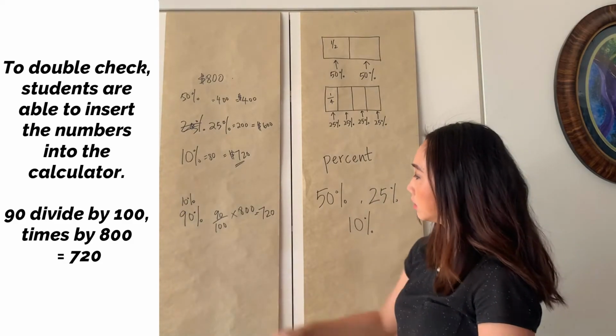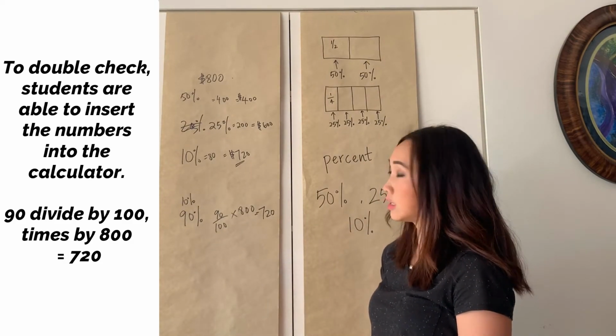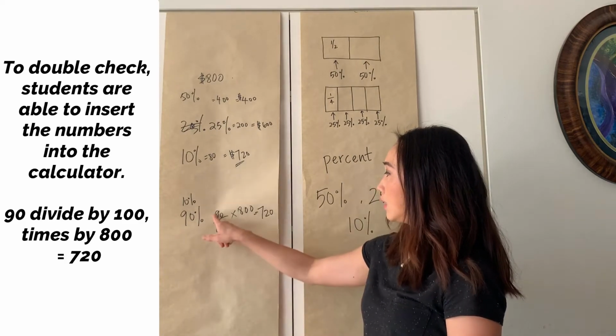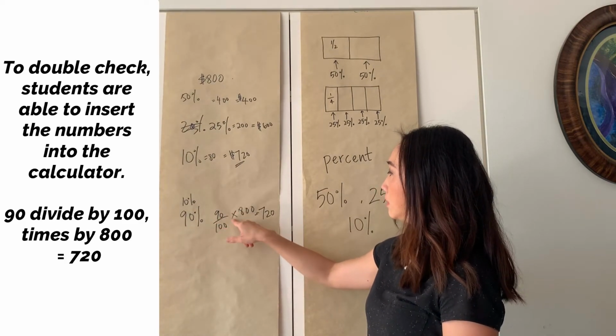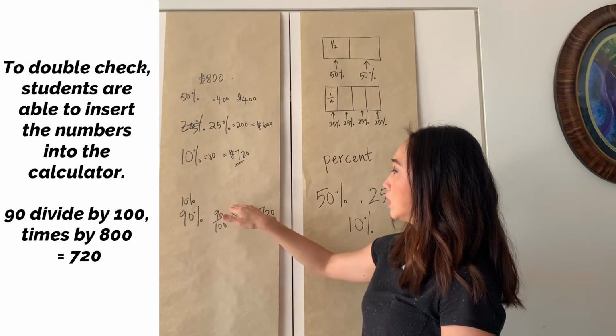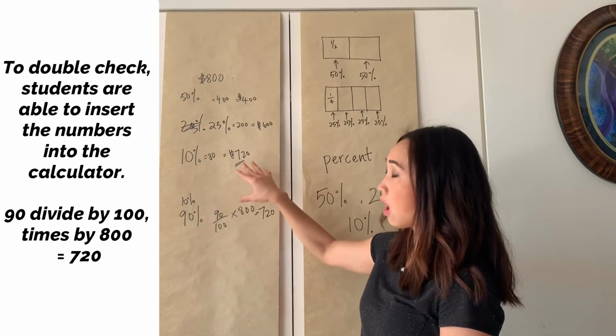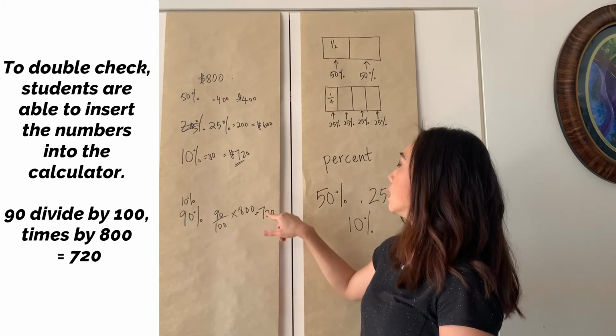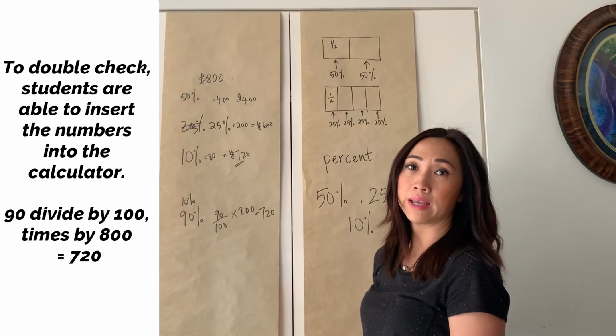That's a way to work it out on the calculator with technology. 90 divided by 100 times 800, because it's 90 out of 100 of 800, we substitute the word of with times, and that's the answer that we will get.